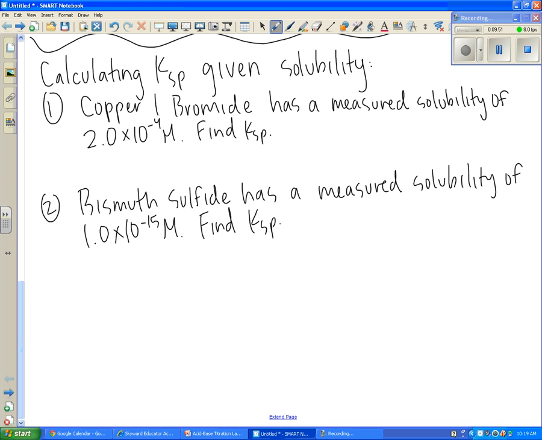What kind of Ksp value should I see for number 1 compared with number 2? This one should be a lot bigger than this one because this one has a much higher solubility than this one. So let's think about this.